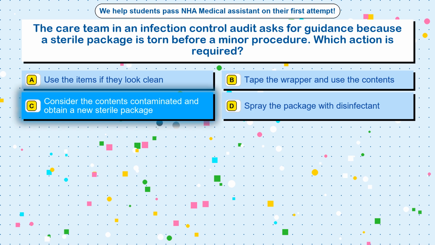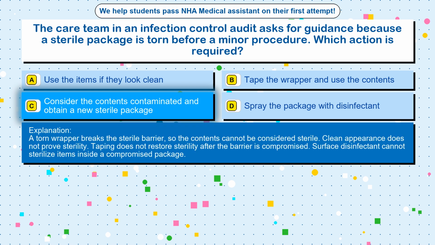The correct answer is option C. Consider the contents contaminated and obtain a new sterile package. A torn wrapper breaks the sterile barrier, so the contents cannot be considered sterile. Clean appearance does not prove sterility. Taping does not restore sterility after the barrier is compromised. Surface disinfectant cannot sterilize items inside a compromised package.